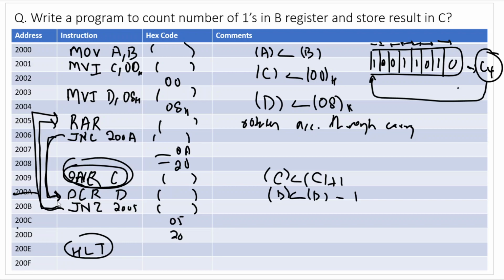So at the end of this instruction, the result has been stored in C. That means how many ones are in this B register. So if I show you the flow chart of this, what we are doing here is we started with the contents in B and we transferred that to A. So our data was in B, we are transferring that to the accumulator.